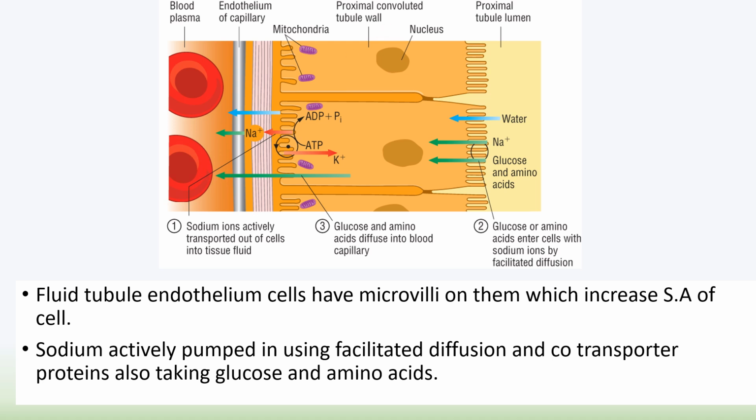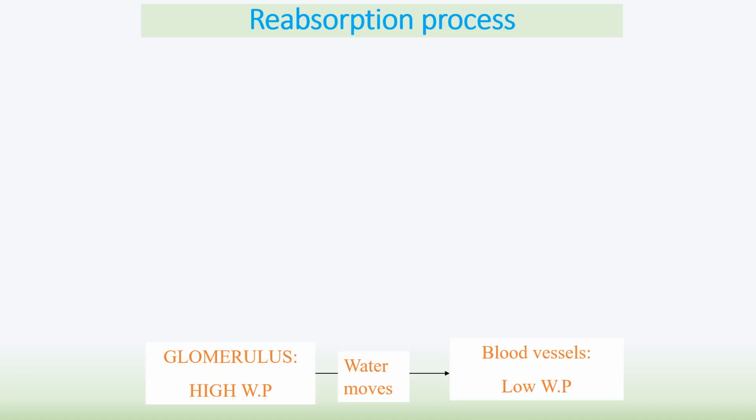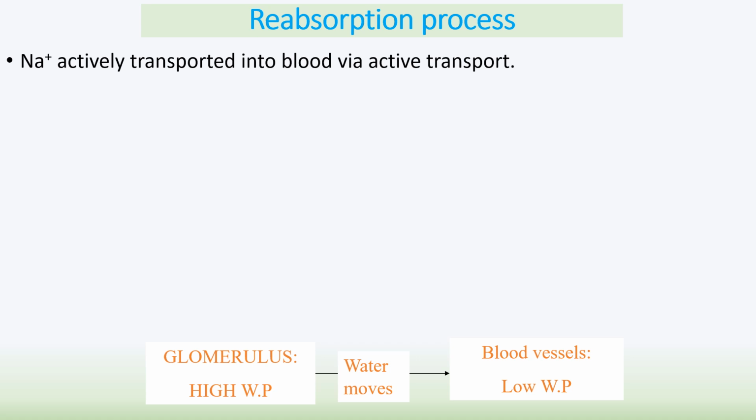On top of knowing the process, you also need to know that the epithelial cells have microvilli on them, so it increases the surface area. And obviously, due to the sodium-potassium pump, they're going to need mitochondria to generate the ATP. Sodium is actively transported using the sodium-potassium pump into the blood.